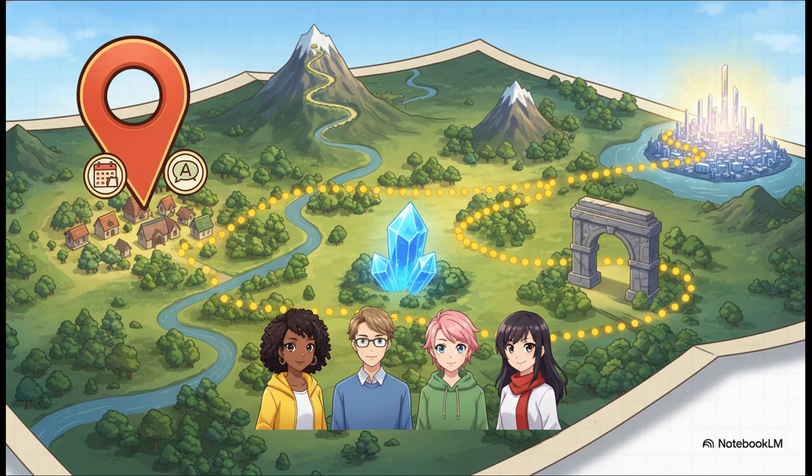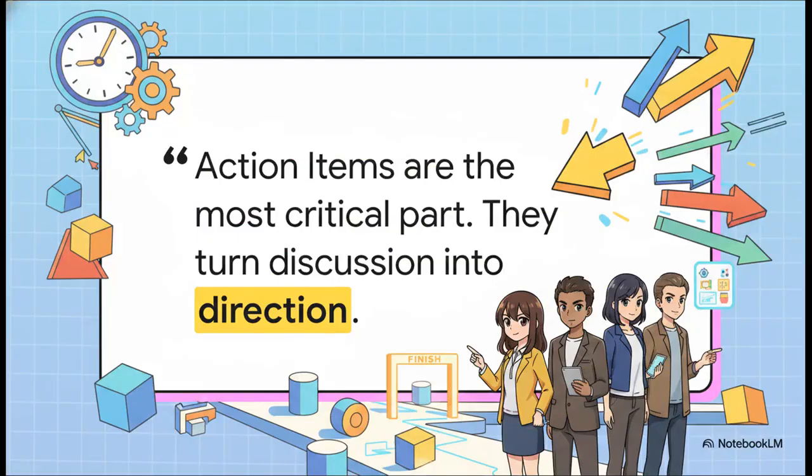The decisions made, those are the crucial landmarks you've already passed. And finally, the action items? Well, that's the route itself. That's your path forward. And let's be absolutely clear about this. Action items are the most important part of the entire map. Without them, you've basically just written down a nice conversation. But with them, you've created a real plan. You've turned all that talk into actual direction.